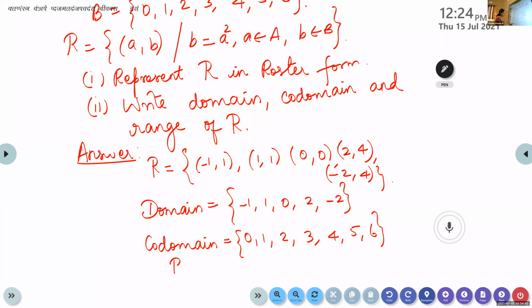What about the range? Tom Sebastian, range. Yes, range is 0, 1, 4. That's all. Is 2 there? Okay. Is it okay?